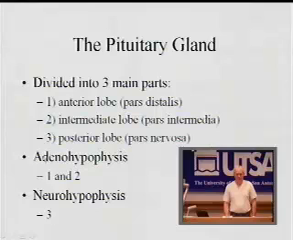The adenohypophysis is a term that includes 1 and 2. Adeno means glandular, so this is the typical peripheral type of gland that we would think of as the anterior pituitary gland is. So the adenohypophysis is 1 and 2 together, the anterior lobe, pars distalis, and the intermediate lobe, the pars intermedia. And the neurohypophysis is the posterior lobe, the pars nervosa.